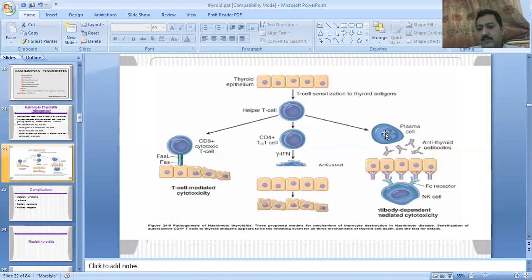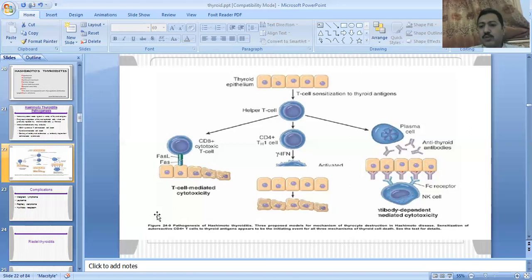And the third one is the plasma cells. The plasma cells are activated by the helper T cells, and the plasma cells release anti-thyroid antibodies. These antibodies attach to the follicular epithelial cells and make them vulnerable to damage. This process is called antibody-mediated cytotoxicity, or antibody-dependent damage of the thyroid epithelial cells. So this was all about the pathogenesis of Hashimoto thyroiditis.